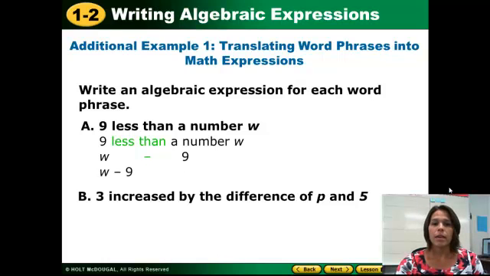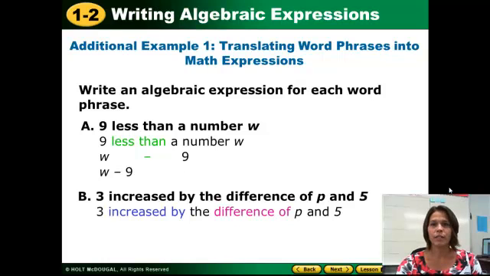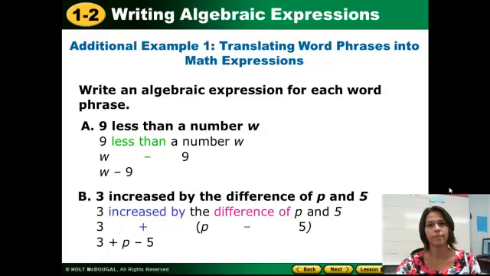Okay, part B, 3 increased by the difference of p and 5. This is a 2-part problem. I have increased, which means addition, and I have the difference, which means subtraction. Because I'm saying the difference, so I'm looking for the answer of an arithmetic problem, I'm going to use grouping symbols of parentheses for the difference, p and 5, and then I'm going to do 3 increased by. So I end up with 3 plus the quantity of p minus 5. Because the order isn't as important here, they took out the parentheses, but I would leave them in.